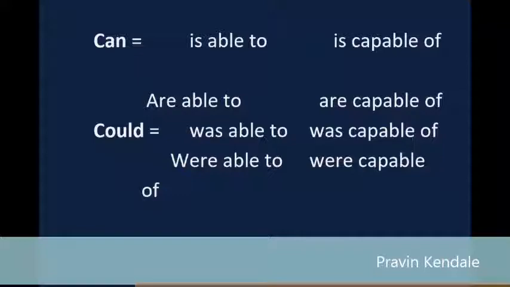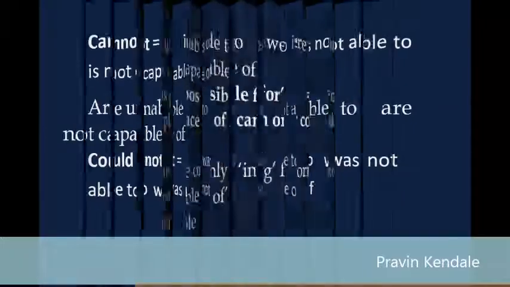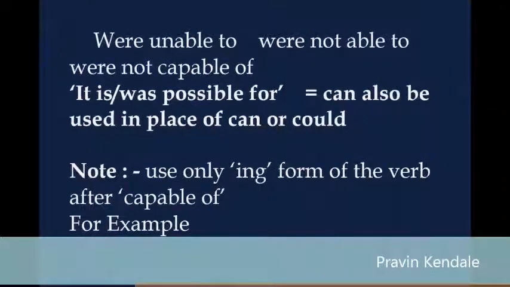Cannot equals is unable to, is not able to, is not capable of. Are unable to, are not capable of. Could not equals was unable to, was not able to, was not capable of. Were unable to, were not able to, were not capable of. "It is/was possible for" equals can also be used in place of can or could. Note: use only the ing form of the verb after capable of.